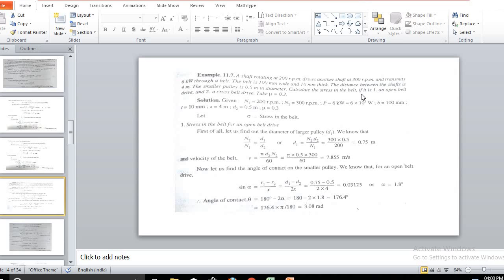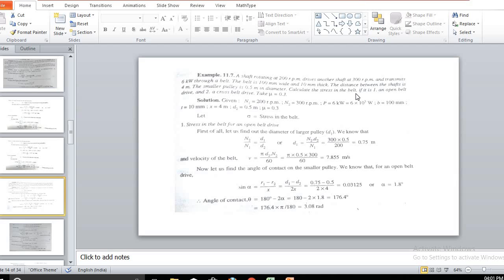Calculate the stress in the belt, first if it is an open belt drive, and second if it is a cross belt drive. Take mu equal to 0.3. So here the coefficient of friction and the diameter values are given, and we are asked to find the stresses in the belt.